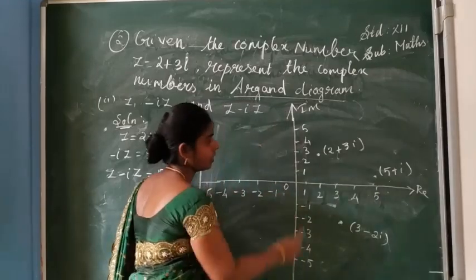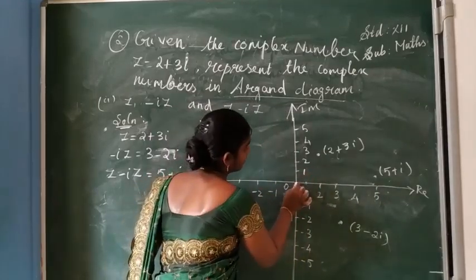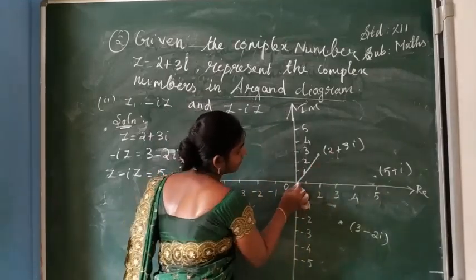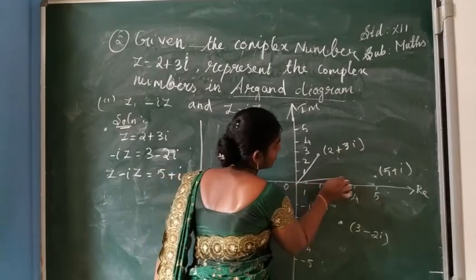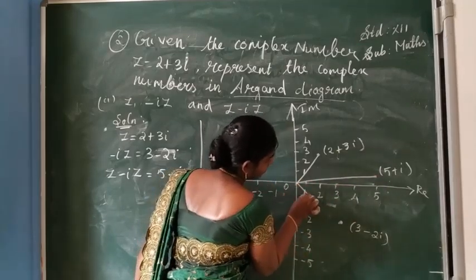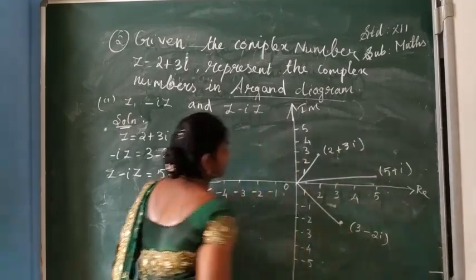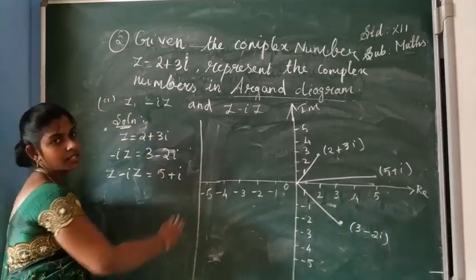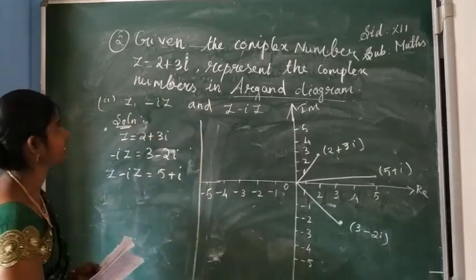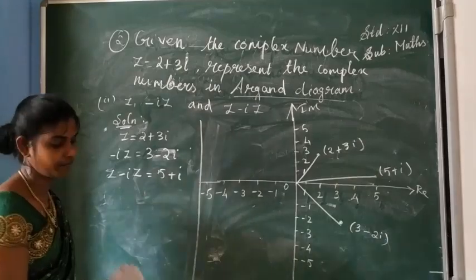So now we can draw the lines. So this is the Argand diagram. Next we go to the third question.